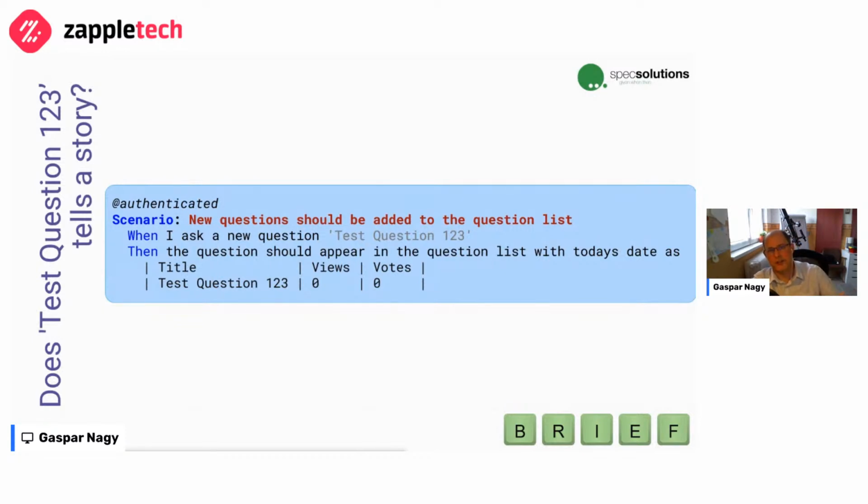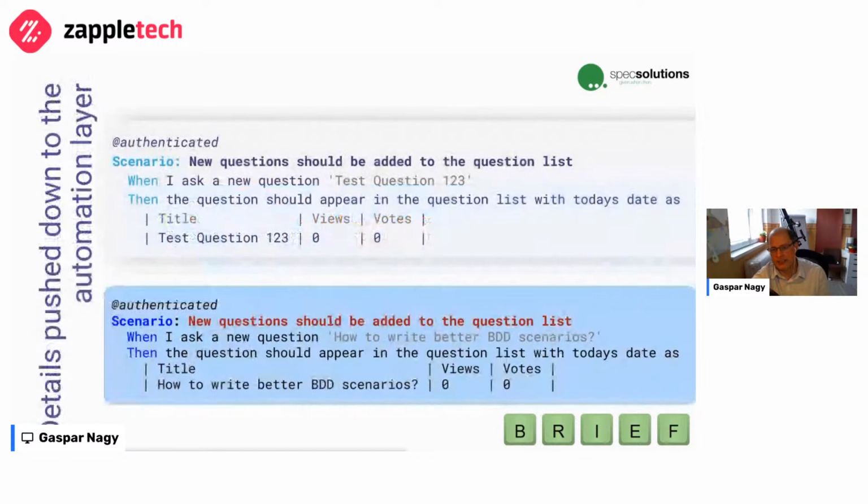Here our scenarios are anyway using real data in some way, so that's already pretty good. But we can still look at the data that we were using here. For example, we can see that we were asking a test question 1, 2, 3, which is definitely concrete data, but definitely not realistic data. Of course, it's a question of taste and a question of discussion.